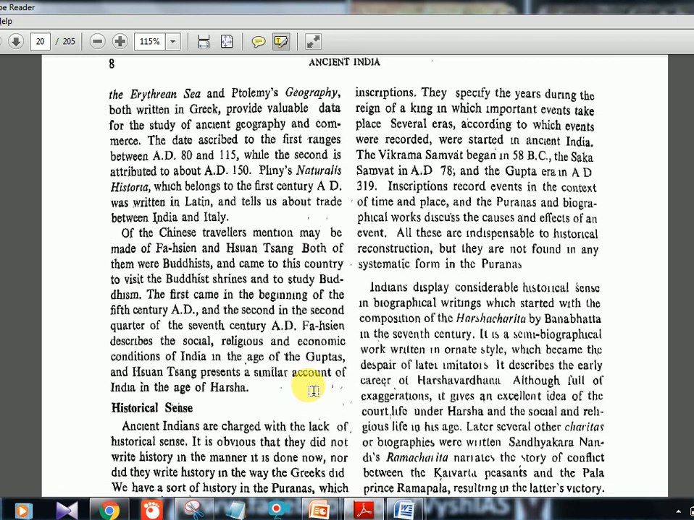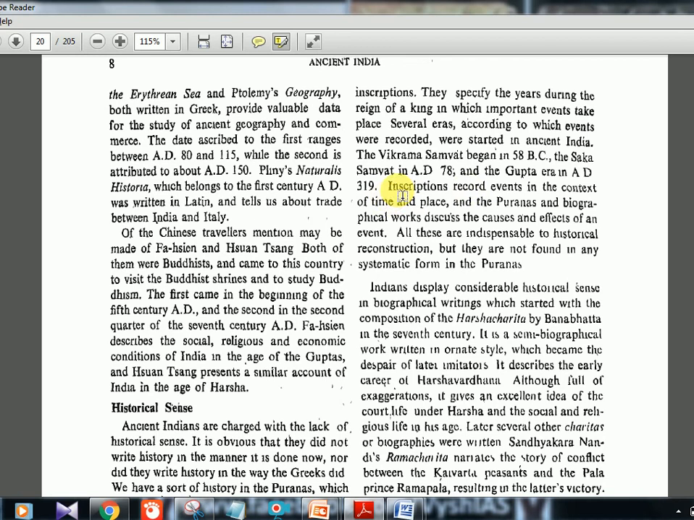Now, a very important thing: Vikram Samvat and Saka Samvat. These are also eras which are in different timelines. So, starting in 58 BC, that era is called Vikrama Samvat. Then Saka Samvat is in 78 AD. Then after that, the Gupta era is in 319 AD.